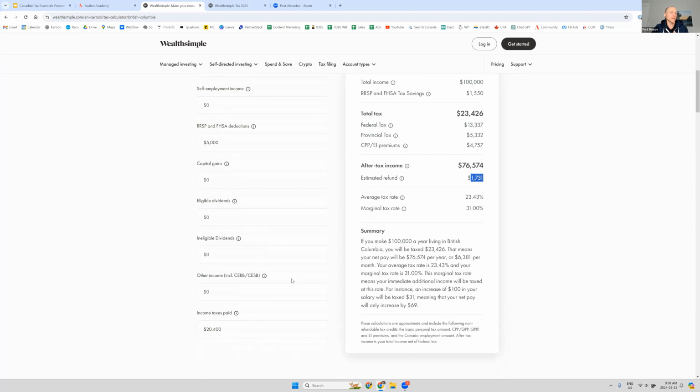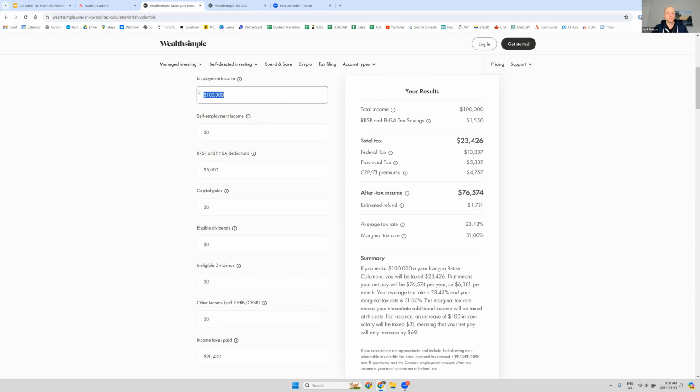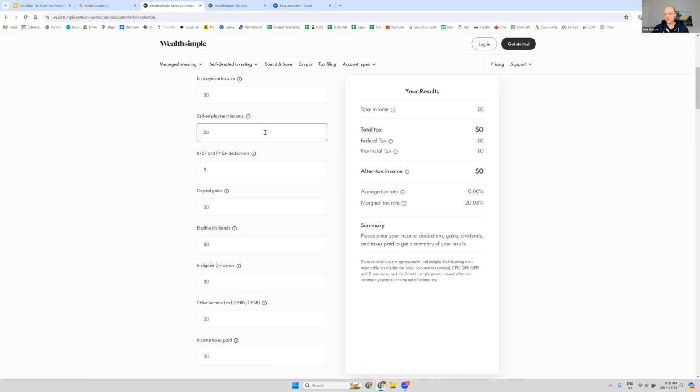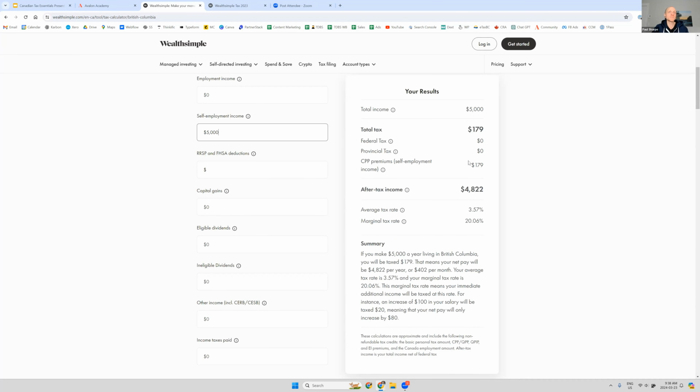You can enter all those different types of income that we talked about: dividends, capital gains, self-employment income. I'll do a quick example of that self-employment income because it's interesting to me. Let's say you even earned only $5,000 of self-employment income. You still have some CPP to pay, even though there's no tax owing on that small amount of income. There's still going to be a little bit of a balance owing because you've got those two things to cover.